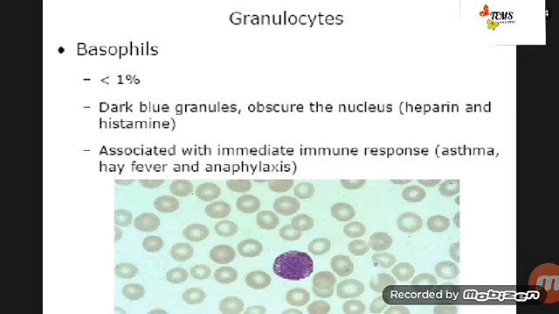Now the granulocytes are of three types: neutrophil, eosinophil, and basophil. First, basophils are less than 1%, and dark blue granules obscure the nucleus. They contain heparin and histamine, and are associated with immediate immune response, asthma and hay fever, and anaphylaxis.